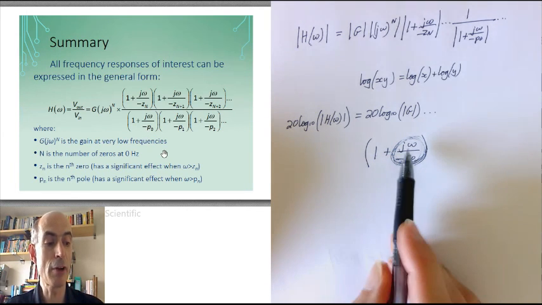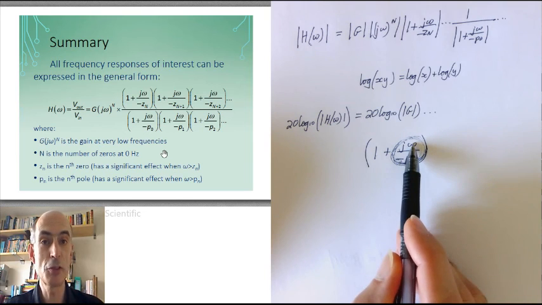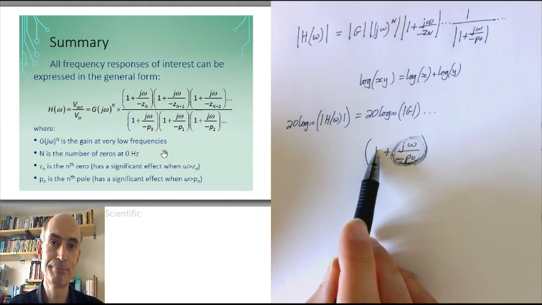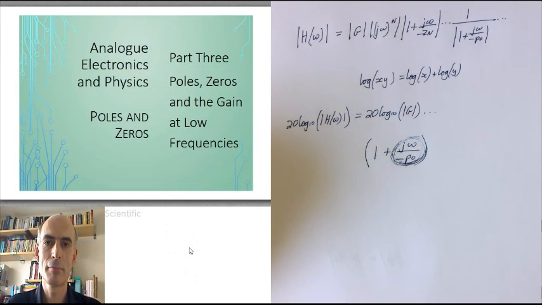And in fact, at very high frequencies, when omega is much greater than the modulus of p naught, we can neglect the 1. We'll investigate the consequences of those approximations at both low and high frequencies in the next videos.